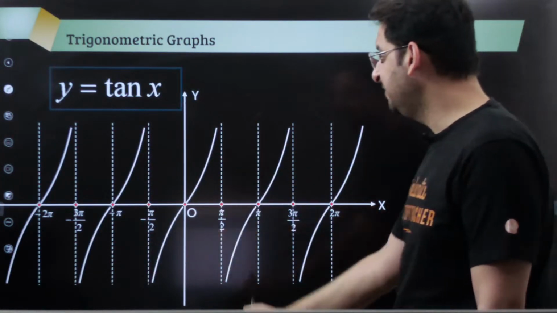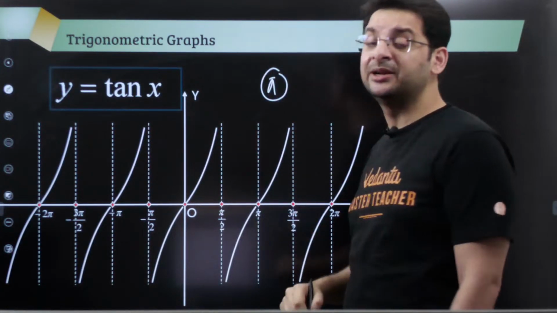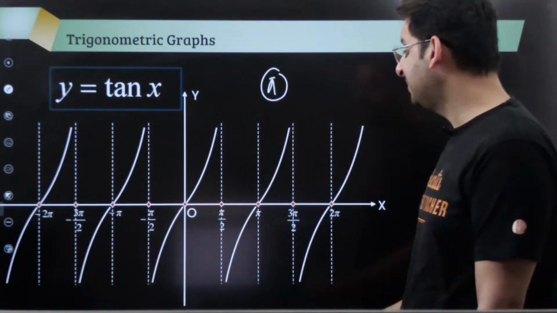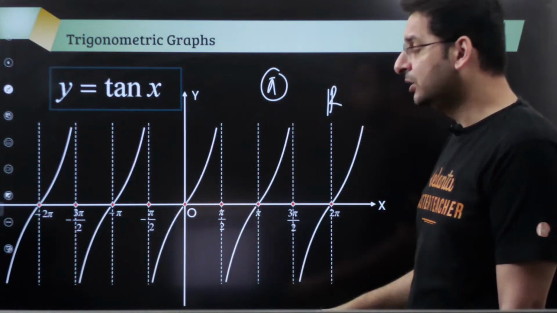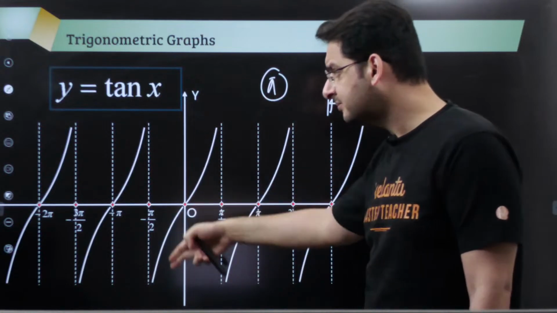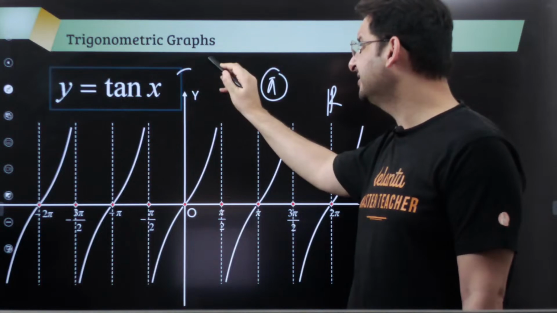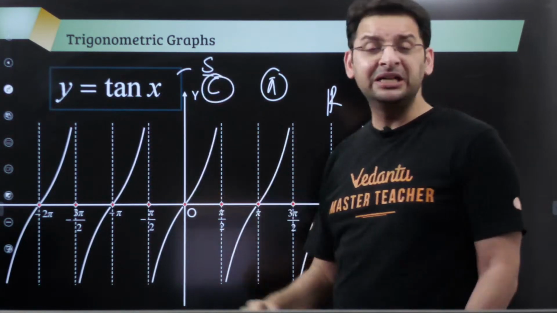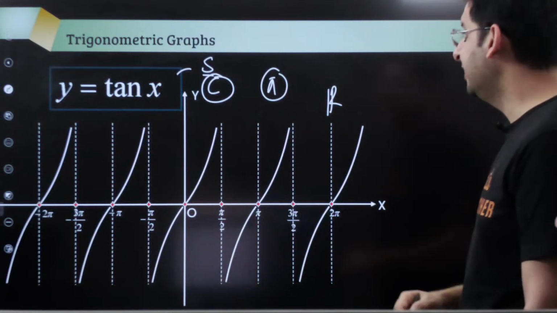Then we have tan x. The range is minus infinity to plus infinity. The periodicity is pi. So after every pi units, it repeats itself. The range is all real numbers. Not defined at these points. So wherever we have dotted vertical lines, tan x is not defined because tan is actually sin by cos. So at all the points where cos x is 0, tan x is not going to be defined. As simple as that. So you should be very well aware about these.